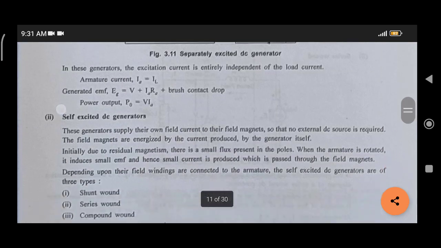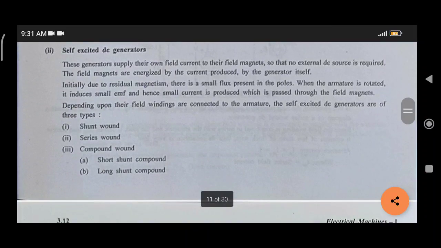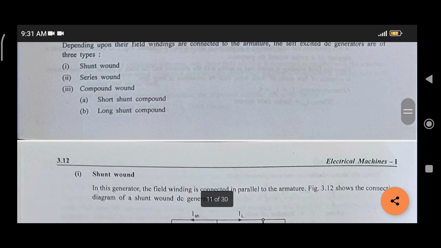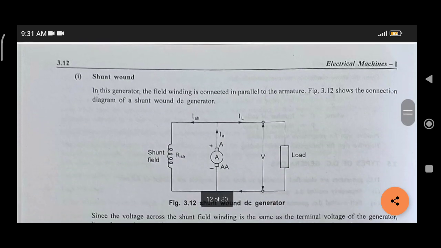Another one is the self-excited. In this self-excited generator, we further have three subtypes: shunt, series, and compound. And compound is again divided in two parts: short shunt and long shunt. Now we will see what this self-excited is.